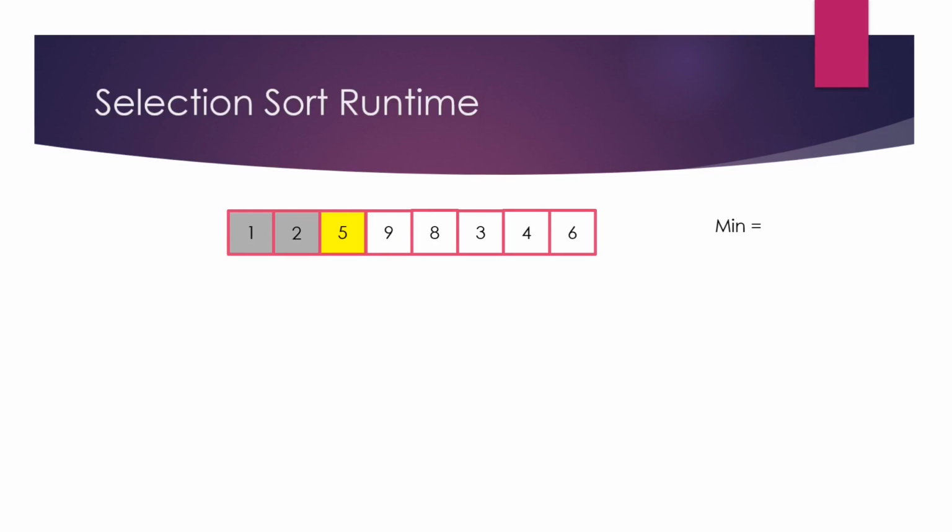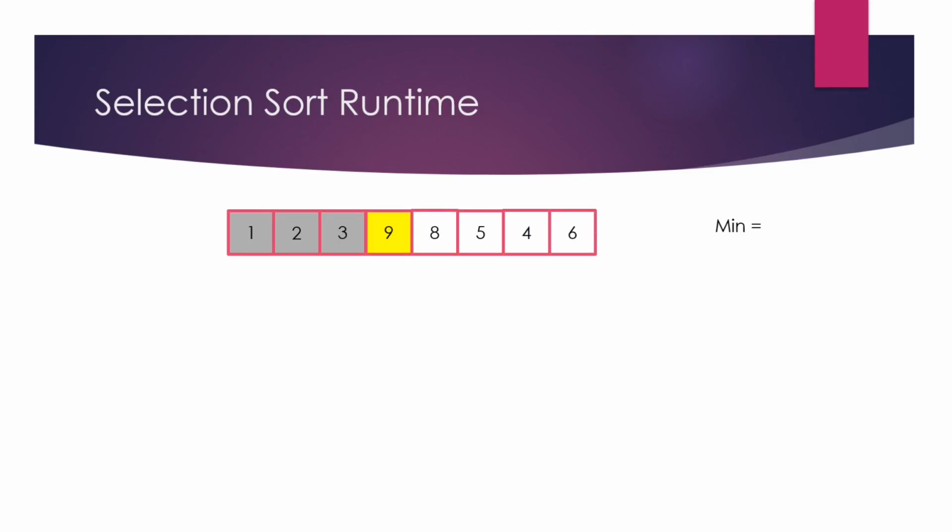Initially, the min is going to be number 5 because this is the number the machine has seen so far. So min equals 5. Now you check number 9. Is it less than 5? Nope. 8, are you less than 5? Nope. 3? Yes. So update the min to 3. 4? Nope. 6? Nope. So you swap number 5 with number 3.